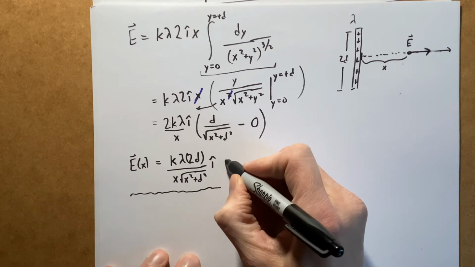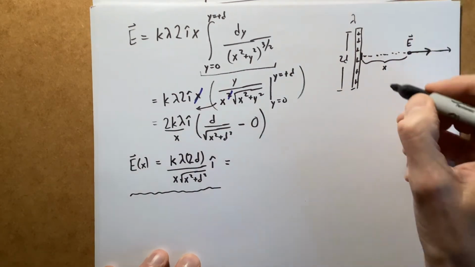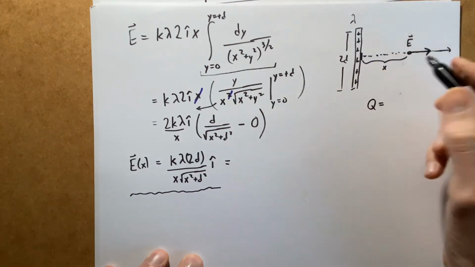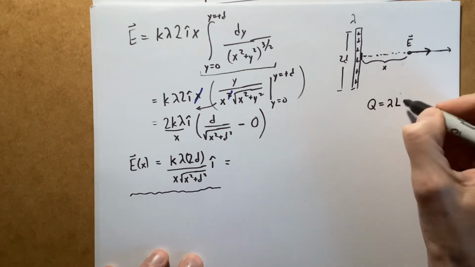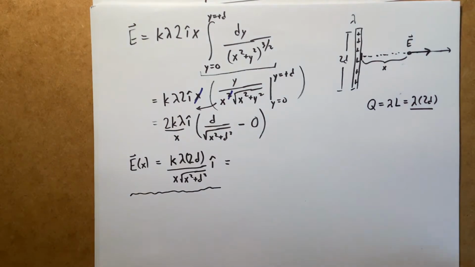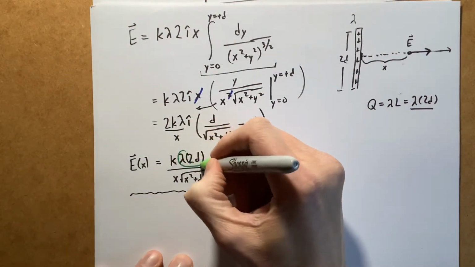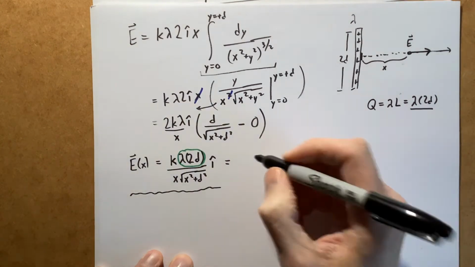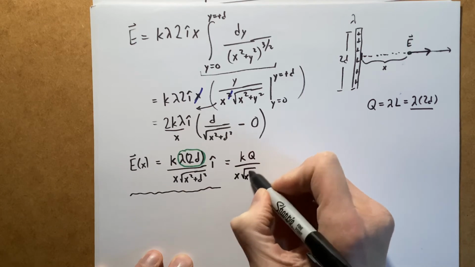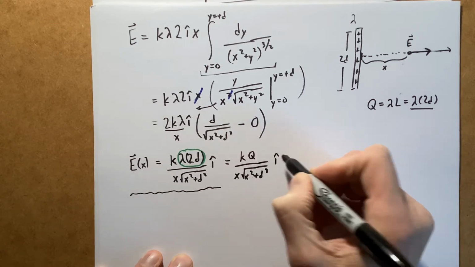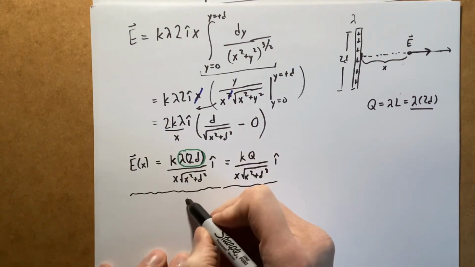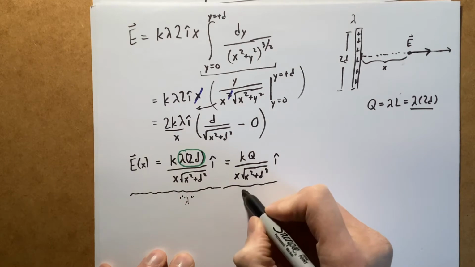Another way to express it: remember that the total charge on this bar is lambda times the length. The length, of course, I've called 2d. Lambda times 2d is actually sitting in my equation. I sort of prepped it there already. So if you wanted to express this in terms of the total charge, we would just write kq over x squared times the square root of x squared plus d squared, in the i-hat direction. So those are just two different cosmetic ways to express it. This is in terms of lambda, the charge density, and this is in terms of the total charge.